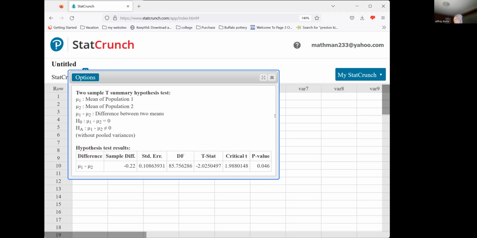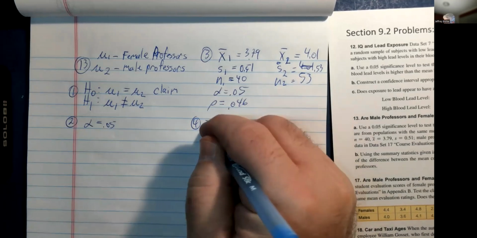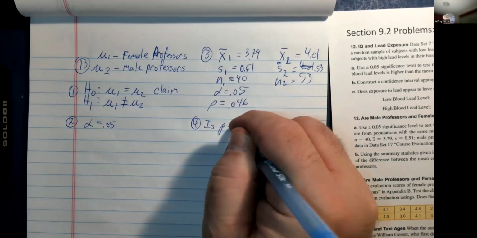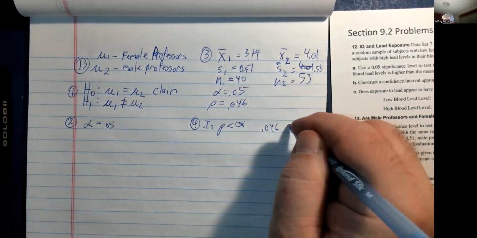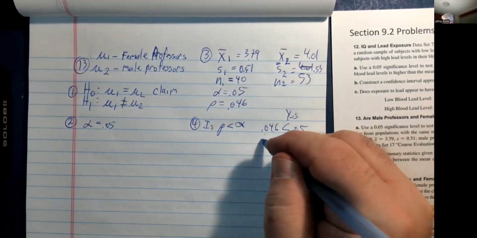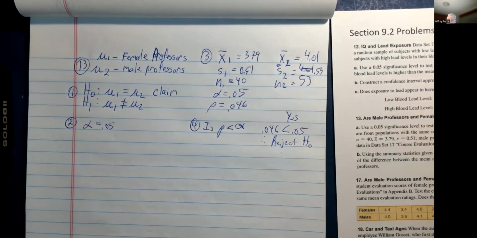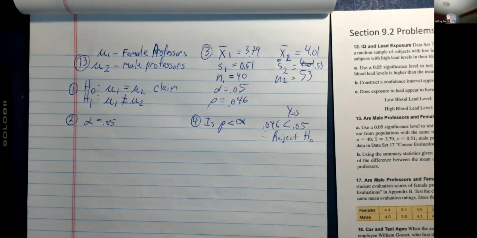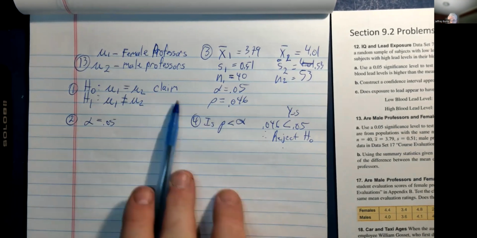Let's bring the information back to our paper here. In question 4, I'm going to ask, is p less than alpha? So is 0.046 less than 0.05? Yes, it is. Therefore, reject the null hypothesis. Now, the null hypothesis is the claim. So that means we're rejecting the claim.